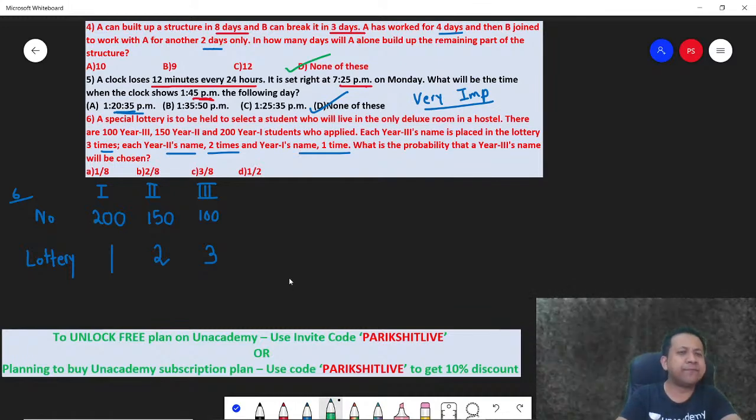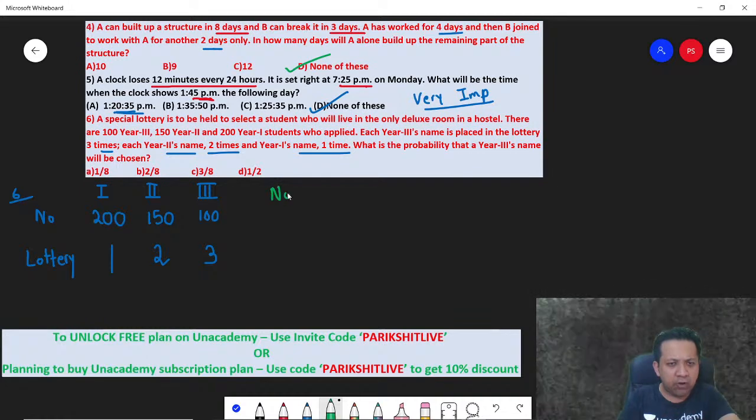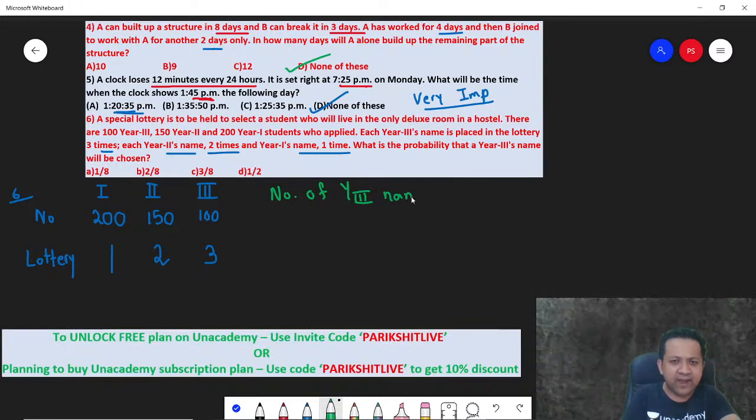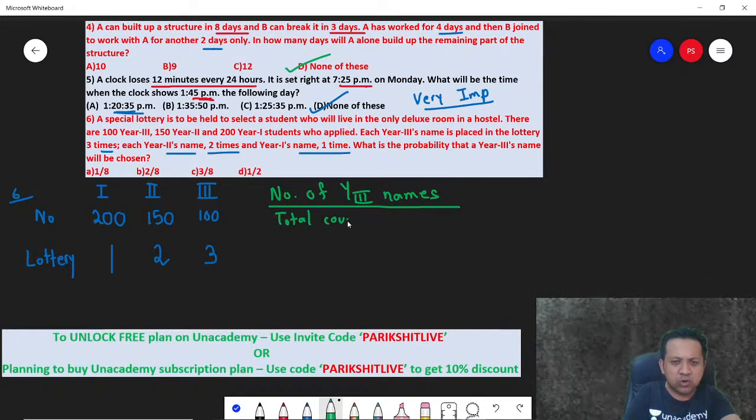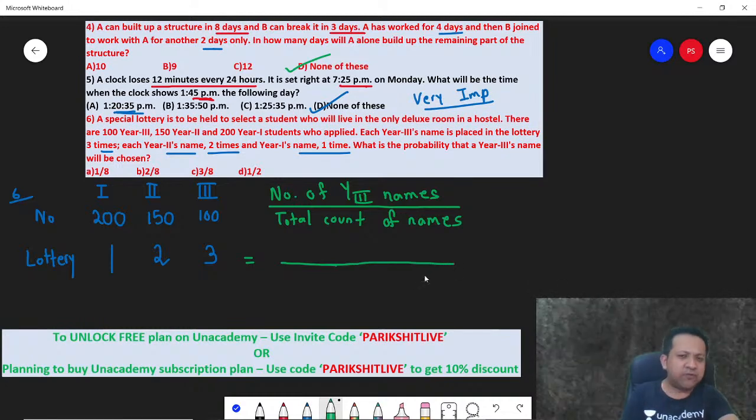Now, very simple. I think you can get it easily. The answer will be the number of year 3 names divided by the total count of names. Think logically. Correct? So what is the total count of names? Let's first fill up the denominator.